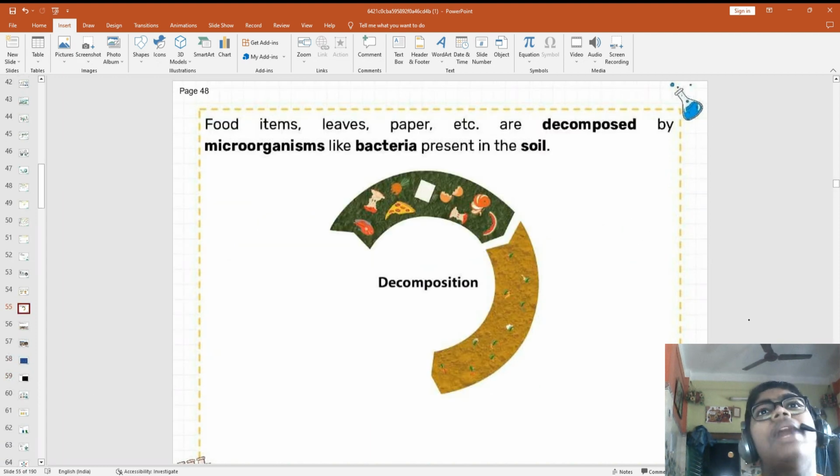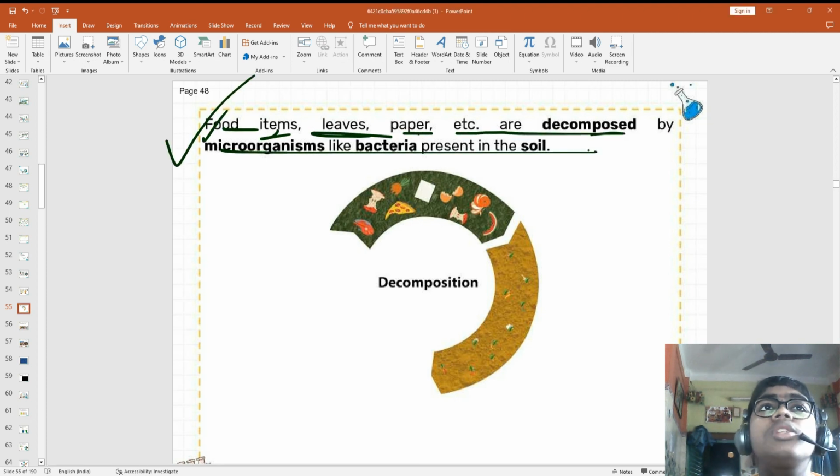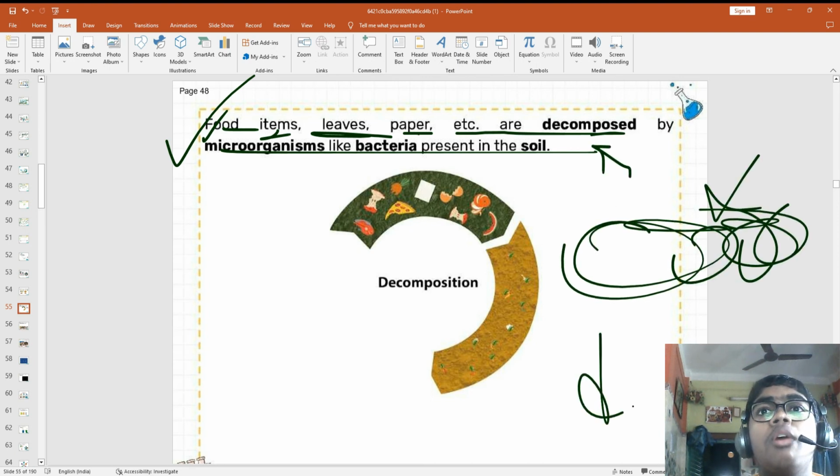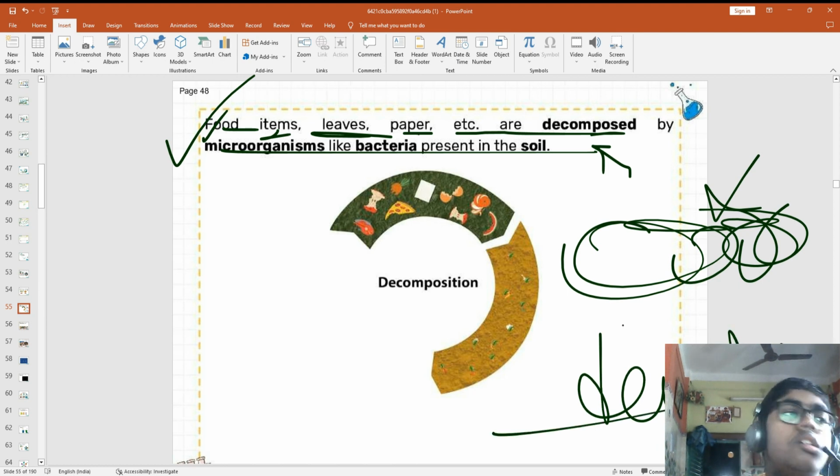Why are we not using plastic? Because it is a non-biodegradable substance. Oh, what is this non-biodegradable? The bad part of science. Food items, leaves, paper, etc. are decomposed by the microorganisms present. If you leave them in the soil, they will decompose in the soil, right?